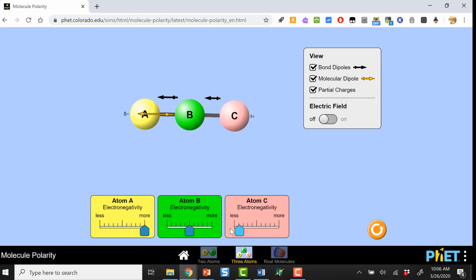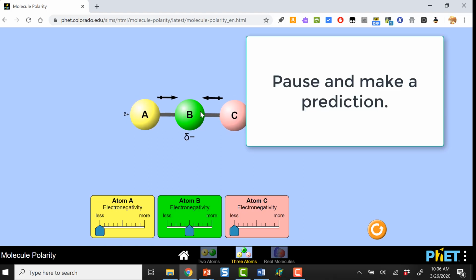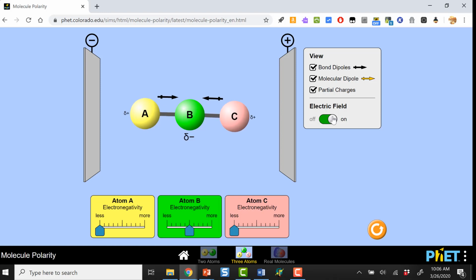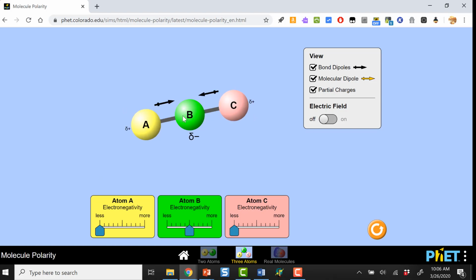And just for the sake of showing this off, we see something like this, where it's partially positive on the ends and partially negative on the inside. Now, will this show having a dipole? No, the electric field does nothing to it here. And I'm not going to reverse it because it's not going to do anything.